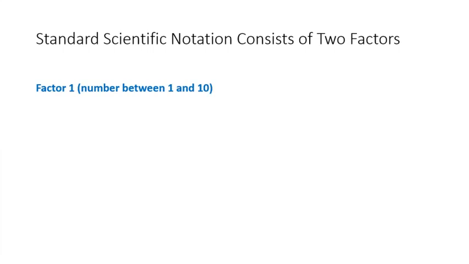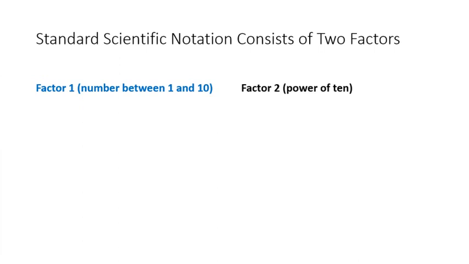The first factor is a number between 1 and 10. So anything greater than 1, or I guess equal to 1, as long as it's like 1.0 or 1.00 or 1.0000000, but the first factor has to be some number between 1 and 10, so that means 9.9999999, but not 10 because then we get two digits, and the goal is factor 1 should always have just one number before the decimal point.